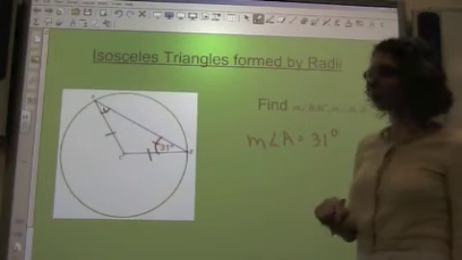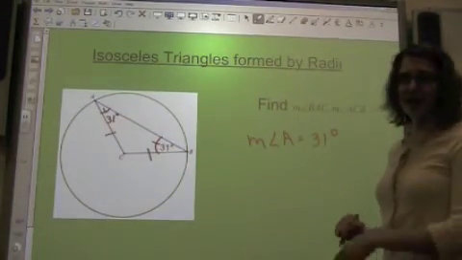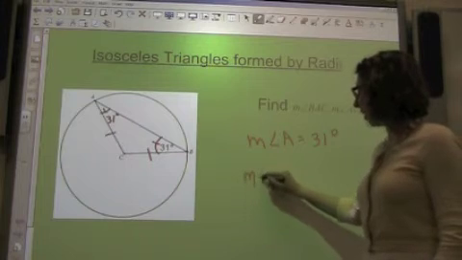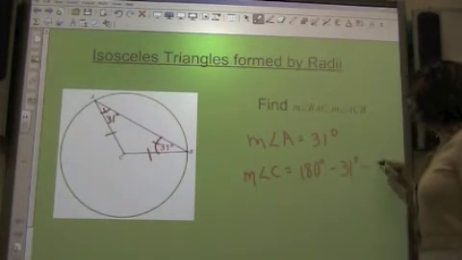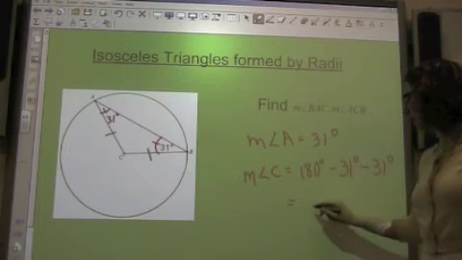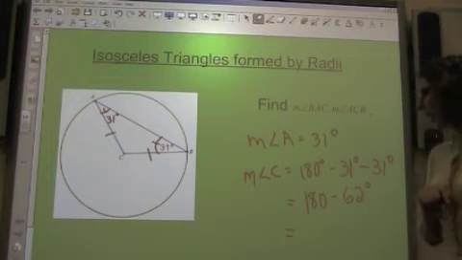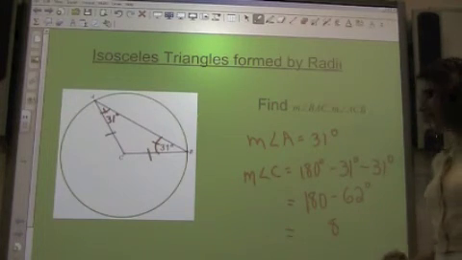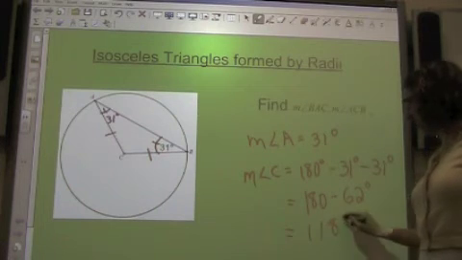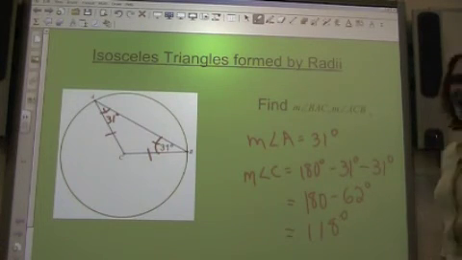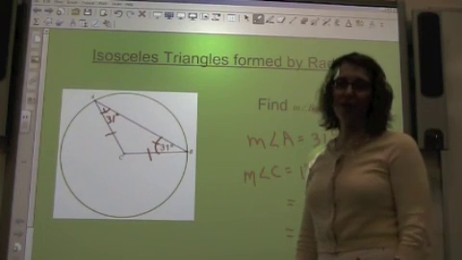And then we need to find the measure of angle C. To find the measure of angle C, there's 180 degrees in the triangle, minus 31, minus 31 degrees. That's 180 minus 62. And for the final answer we get 118 degrees.